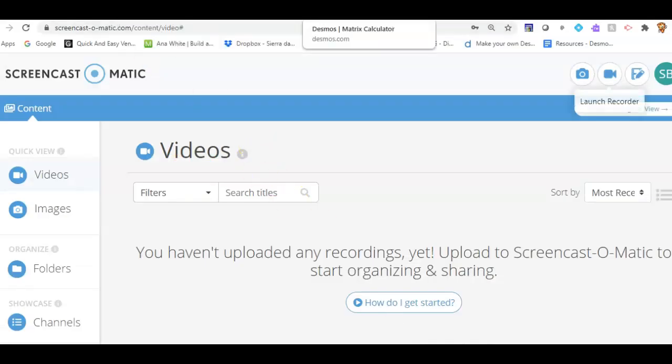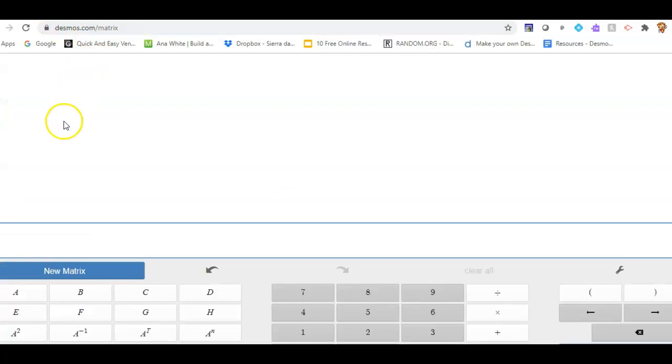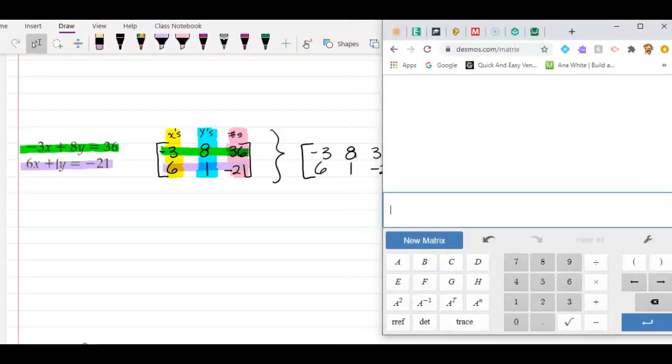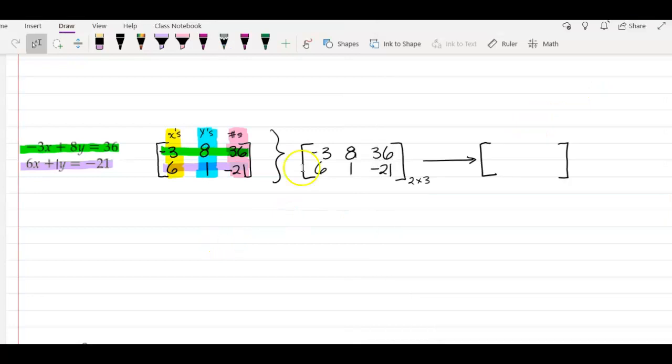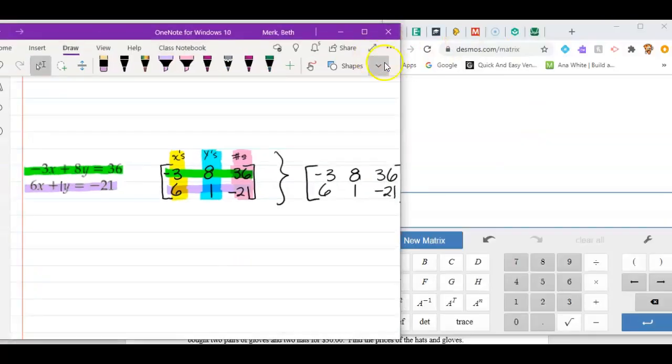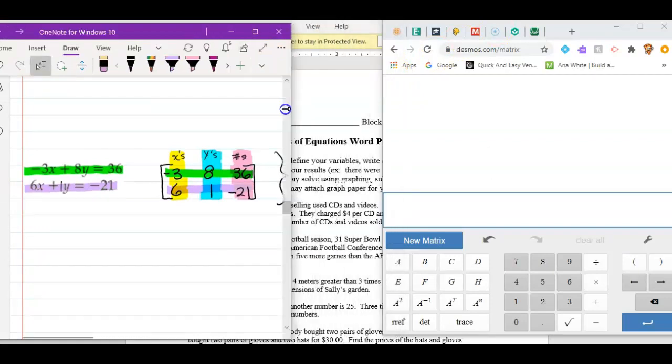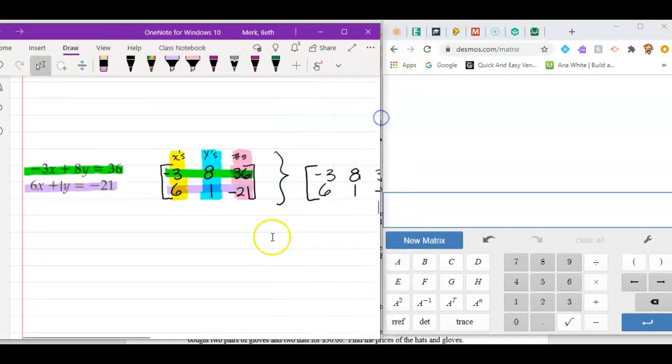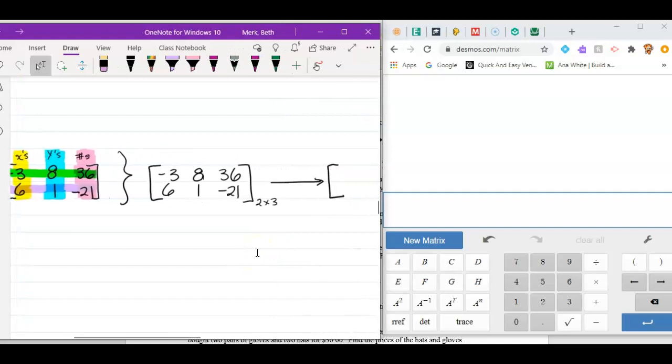So I'm going to Desmos. Notice I didn't go to Desmos.com graphing. Now I went to Desmos.com/matrix. That's very important. We want to go to the matrix. I also want to be able to see my other screen right now. Okay, I want to see them both at the same time. Here we go. That looks pretty good.